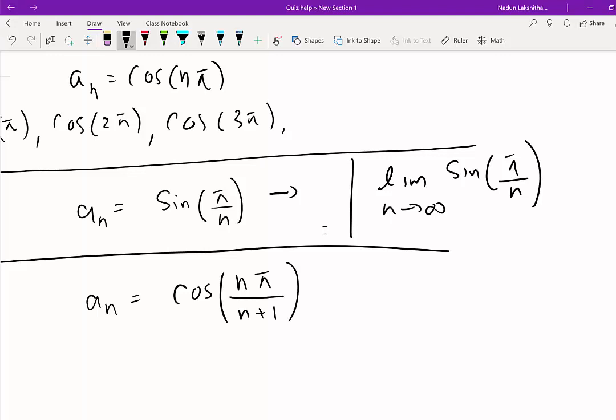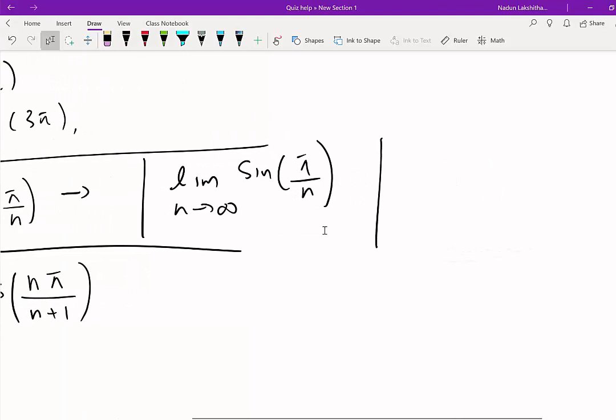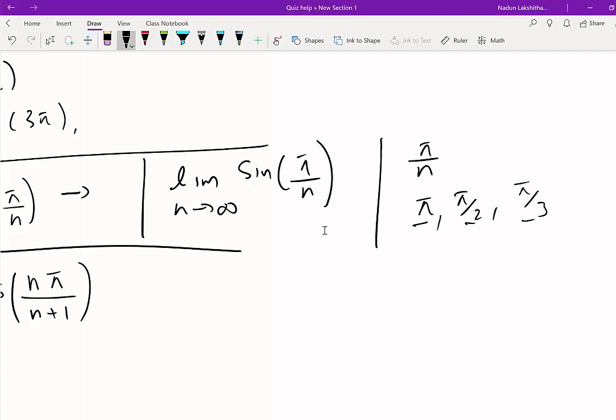When n gets large, pi over n is getting smaller and smaller, right? If we only focus on the part pi over n and forget about sine, for n equal to 1, it's pi. When n is equal to 2, it's pi over 2. When n is equal to 3, pi over 3. So this is decreasing. In terms of degrees, this is 180, 90, 60, or in terms of radians, it's 3.14, half of that, 1/3 of that. So it's getting smaller and smaller.